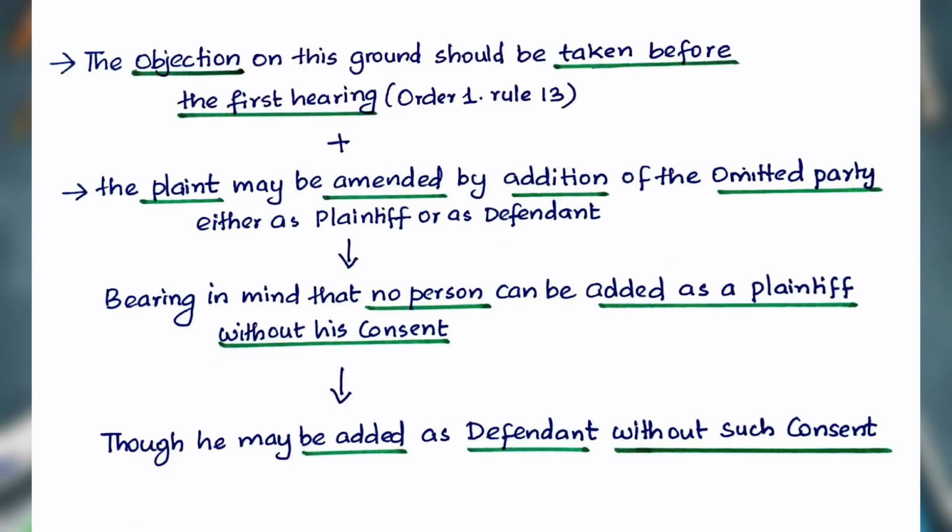The objection on this ground should be taken before the first hearing. This has been provided under Order 1, Rule 13, and the plaint may be amended by addition of the omitted party either as plaintiff or as defendant. Bearing in mind that no person can be added as plaintiff without his consent, though he may be added as defendant without his consent.